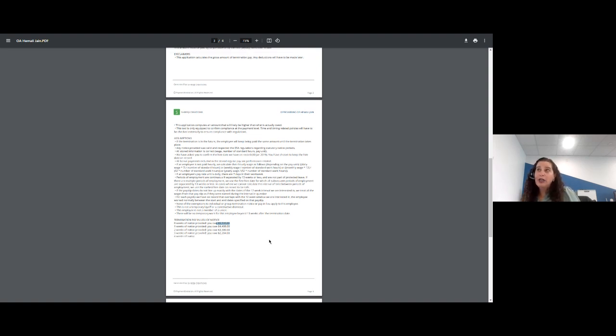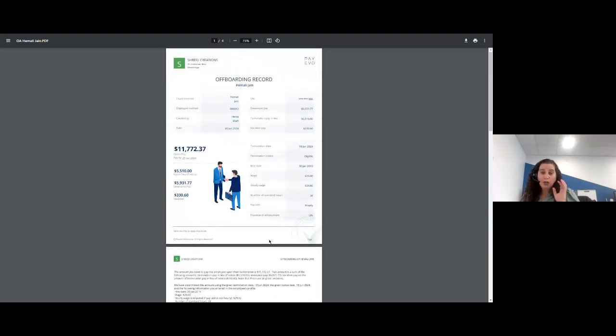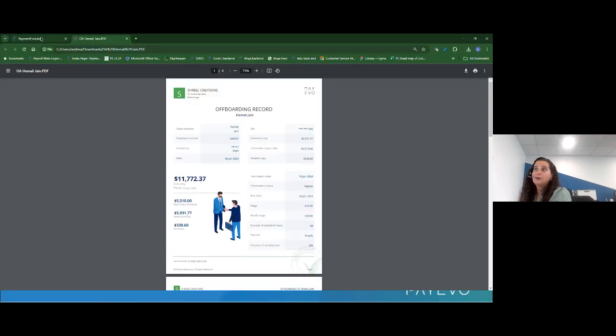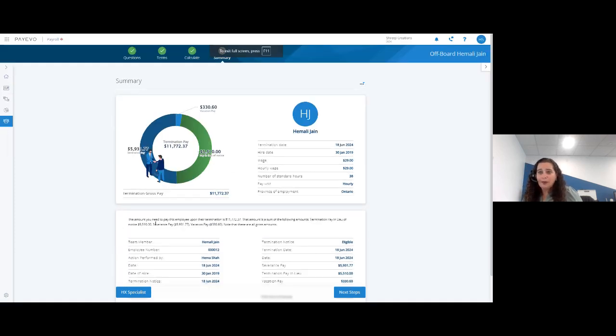But the really great thing about this PDF is it was built for you, as an employer, to give to your employee and say, this is what we've calculated. This is a fair and compliant payment, and we are going to pay this out to you. And doing that allows you to meet your compliance obligations, and that's really your goal. So now back to the tool.